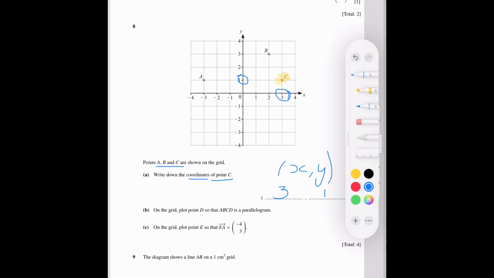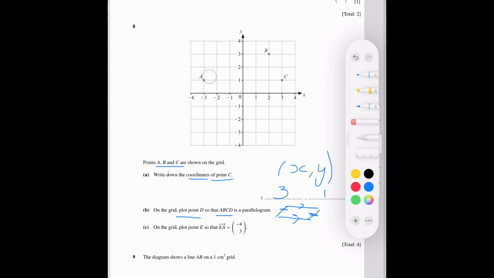B says, on the grid, plot point D so that ABCD is a parallelogram. A parallelogram looks like this and has both sides that are opposite are parallel, and the same for the other two. So we are going in order of ABCD. So let me just rub that out first. We can see our ABCD.